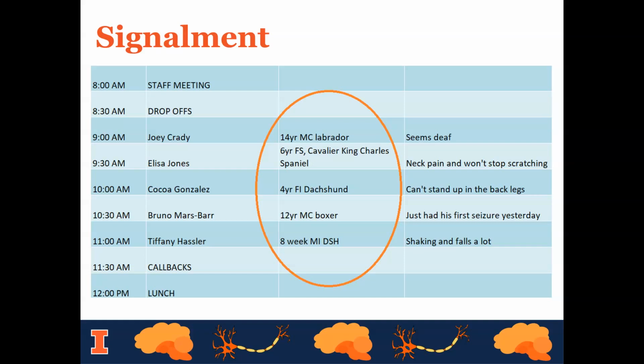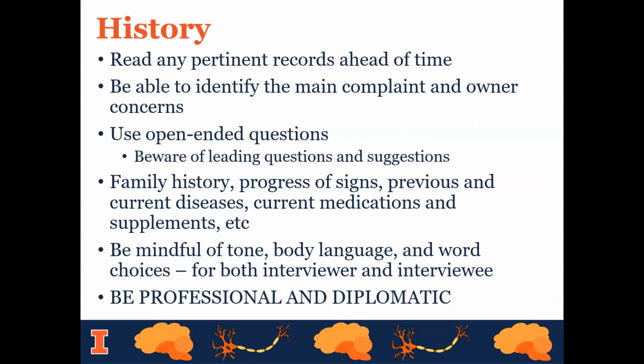Or maybe Coco, the wiener dog, who can't stand up in the back legs, is paralyzed because she has a herniated intervertebral disc, one of the more common diseases that we can see in that breed. So already we might start to formulate some ideas about differentials just from seeing our signalment and some initial clues about history, or at least that presenting complaint.